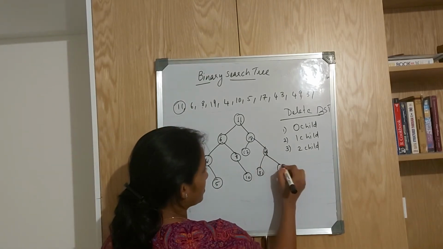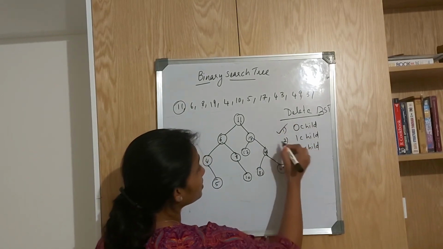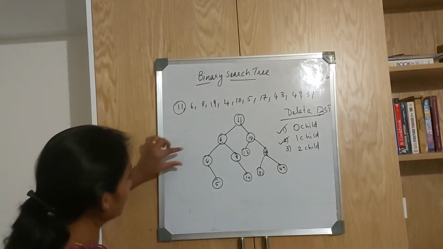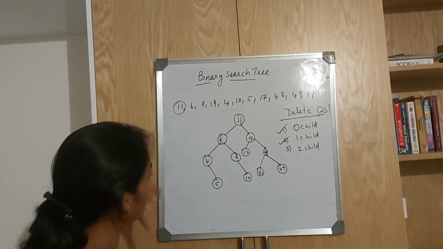Okay. Now next condition is if it is going to have one child. That means a node which is having one child, what you have to do?